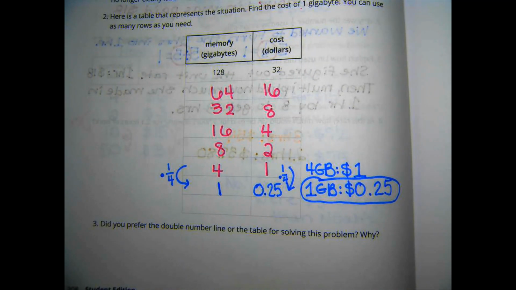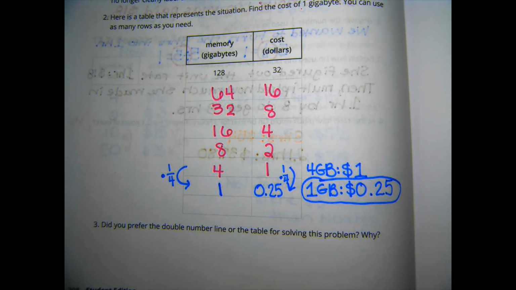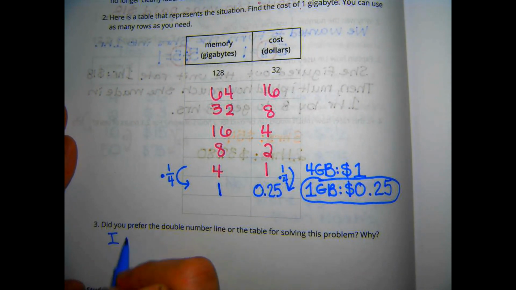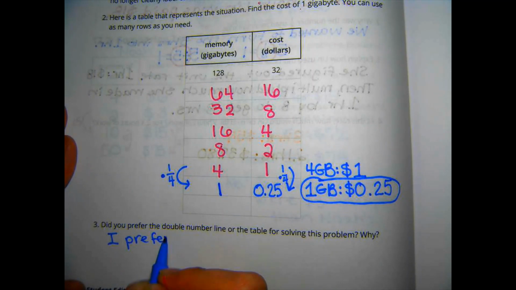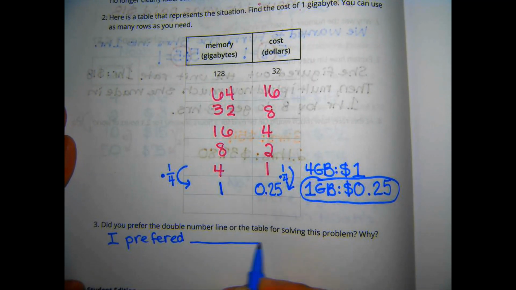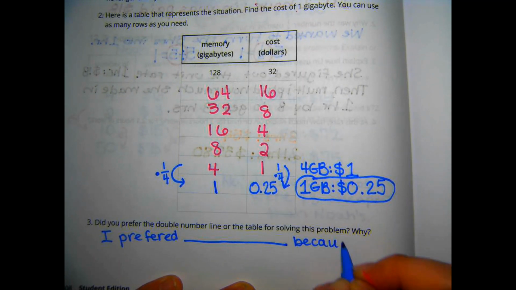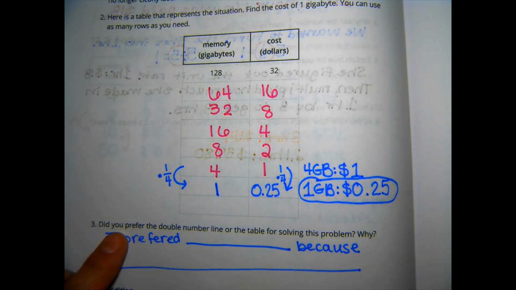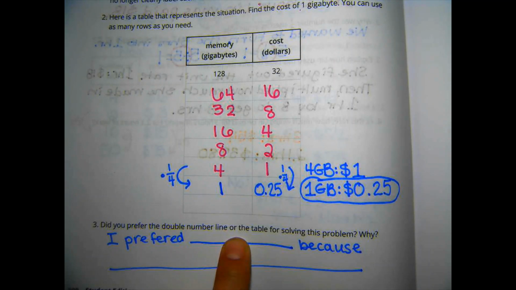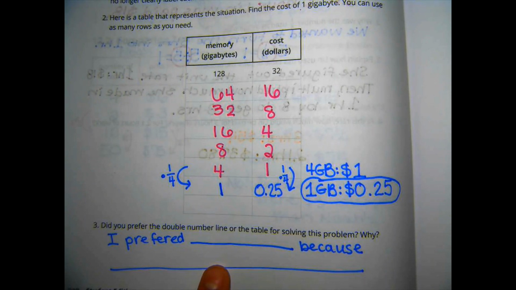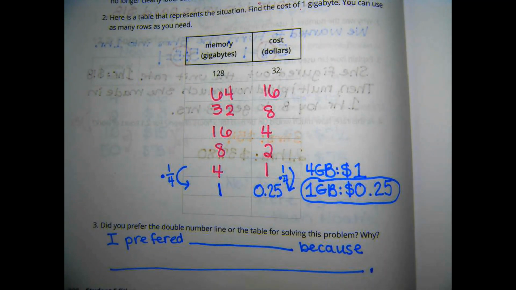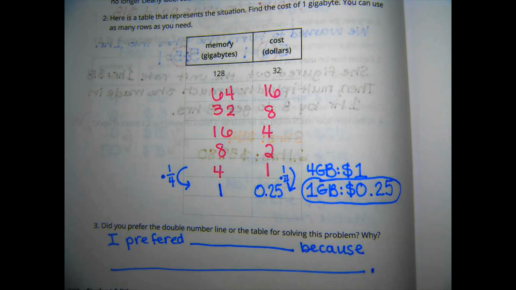And then question number 3, did you prefer the double number line or the table for solving this problem? So I want you to write, I preferred the double number line or the table because you finished that. Okay, so I preferred, did you prefer the double number line or the table? And then in this line, tell me why. Pause the video and push play once you have that sentence completed.